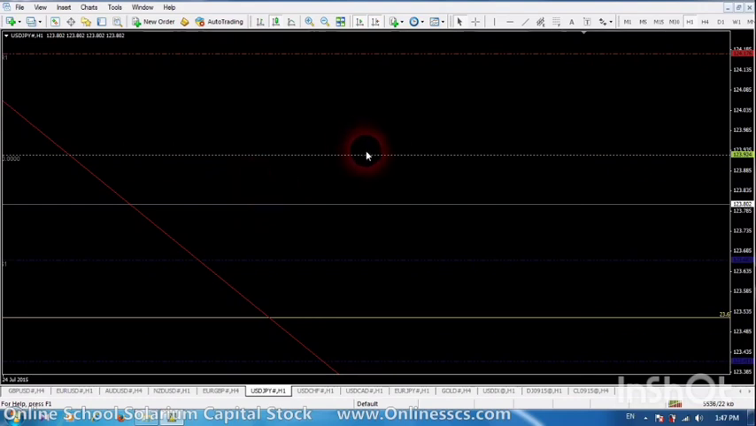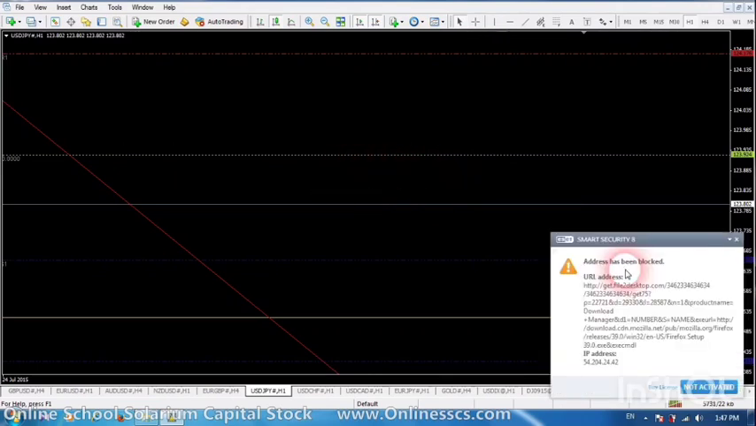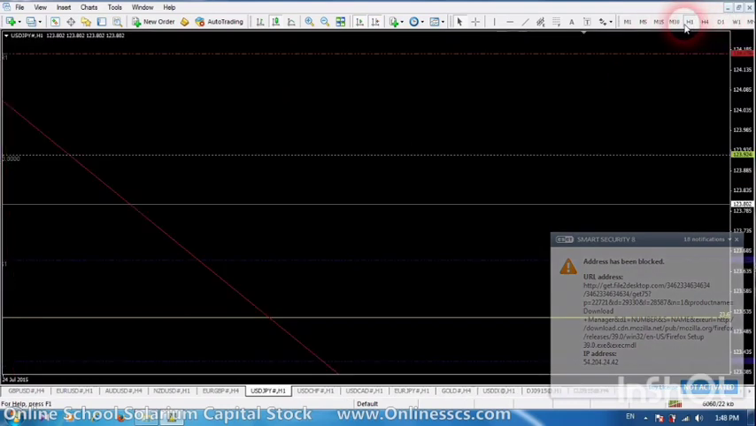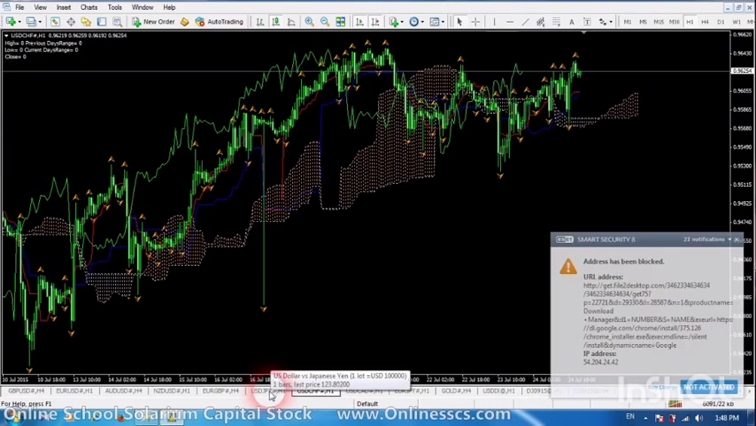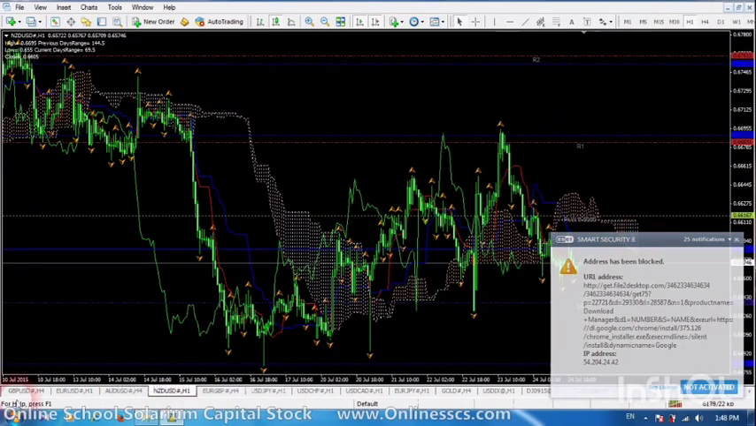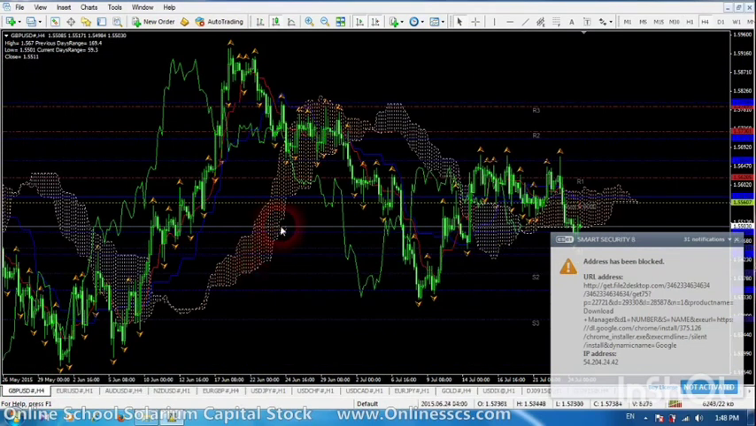Unfortunately, the internet connection is really weak today, because of the heavy rain. Let's move on to another chart.